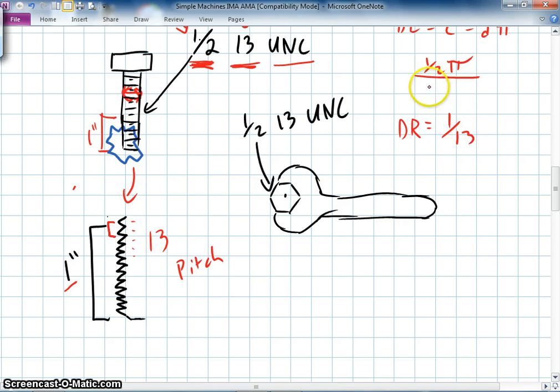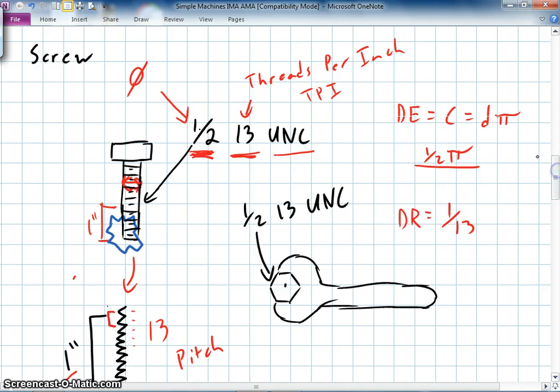So my dE, we said, was 1/2 pi. My dr is now 1/13. That's what I would have for my mechanical advantage. Now, if you do the math for all this, we'll find it's a very, very, very high number. A screw will always net you a very high mechanical advantage, and the reason is because the pitch is so small. The dr is always a very low number.